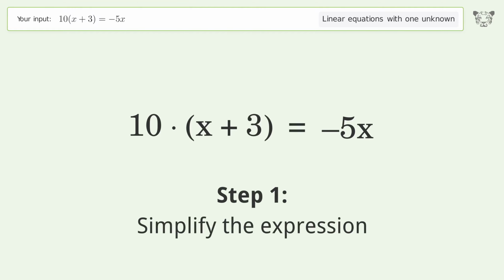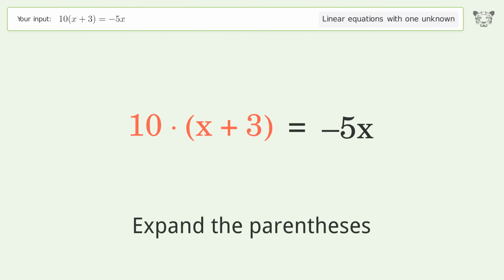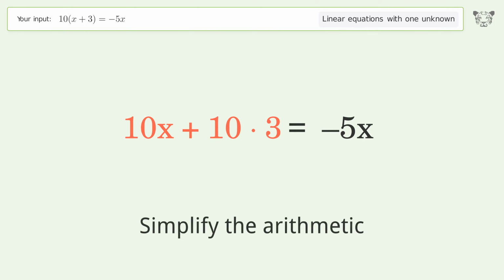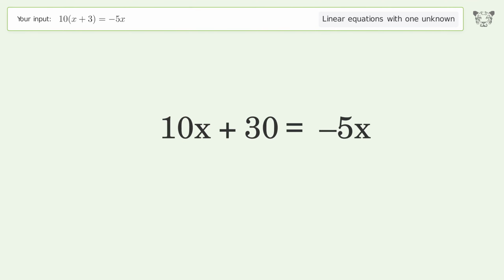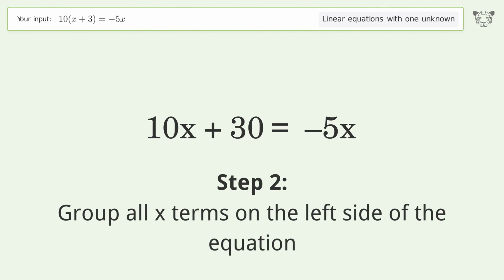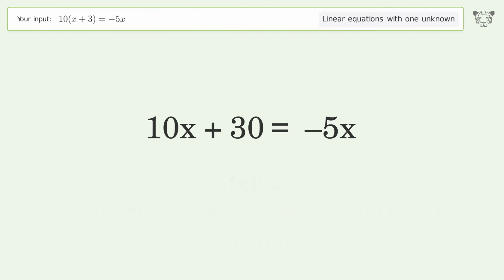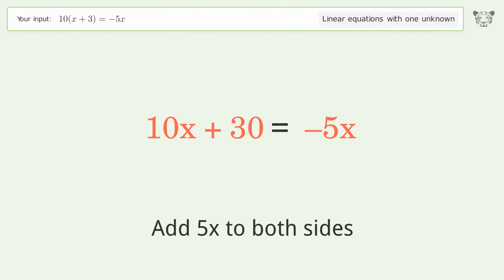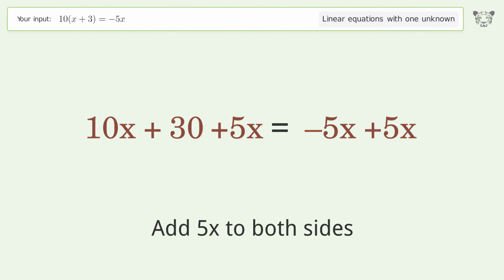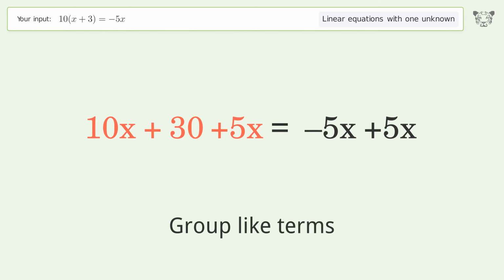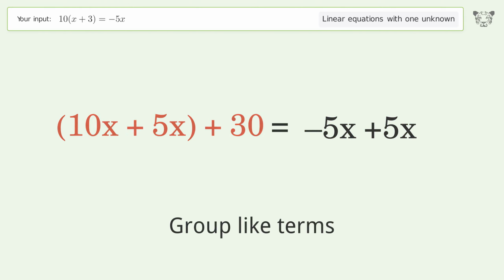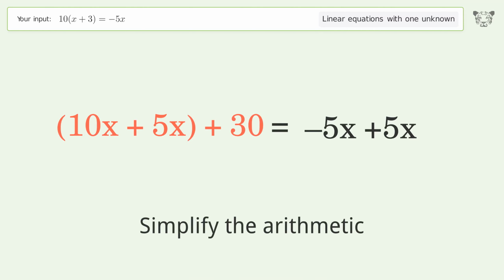Simplify the expression. Expand the parentheses. Simplify the arithmetic. Group all x terms on the left side of the equation. Add 5x to both sides. Group like terms. Simplify the arithmetic.